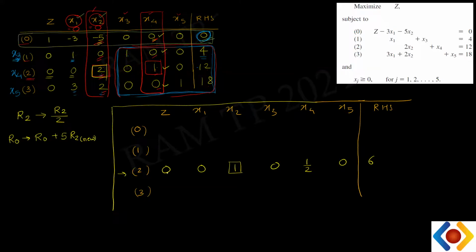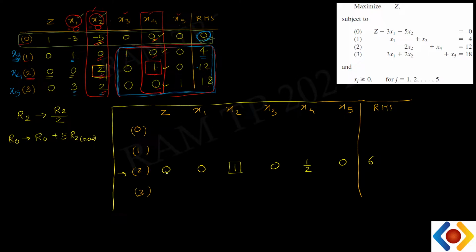Why? Because this is my R2 new. Now, I'm not creating another table. We are doing everything in one table. Therefore, I'm just writing R2 new so that we remember that we have to refer to this row. Okay, fine. Let's go ahead now. What we are doing: 5 times R2 new, and then we are adding that to R0.